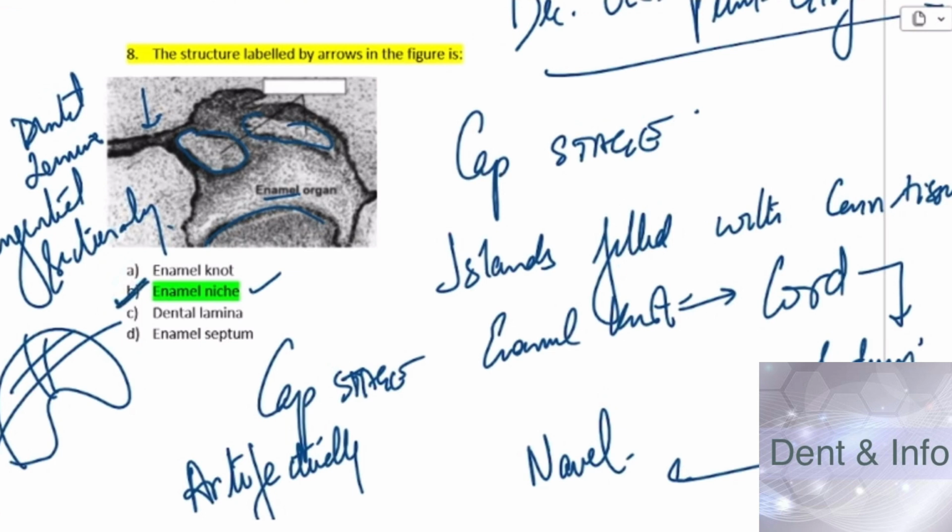A very out of the box question. Here they have asked the diagram for enamel niche. Usually they ask enamel knot or enamel cord. Now that has become very obvious. This is the last step in the enamel knot. Enamel niche is least or rarely asked. That is why if you know niche, we take it for granted that you will easily answer what is knot, what is cord, what is septum, and what is navel.